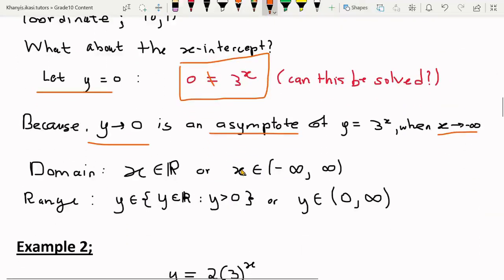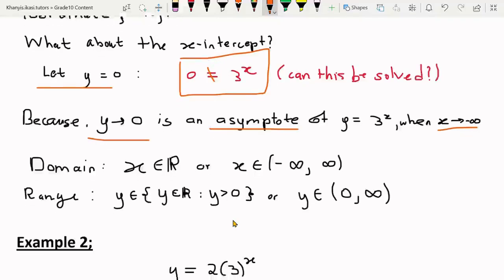Okay, so the domain for this particular function, which is y equals 3 to the power of x, is x, which is an element of, or belongs to, the real numbers. We've already spoken about it. And the range in this case is all values from 0 to infinity, except 0, right? And basically that is example 1.